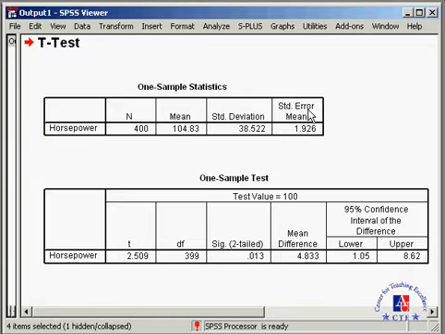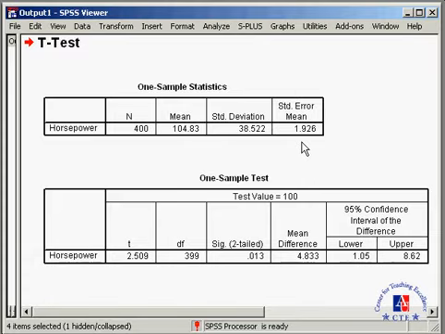Although we handed out 406 questionnaires to car owners, only 400 responses are included in this test. That's because 6 car owners refused to answer the question and have missing values. The mean horsepower in our sample is 104.83. SPSS uses the standard deviation of our sample, in our case 38.522, to estimate a standard error. In our case, that's 1.926.